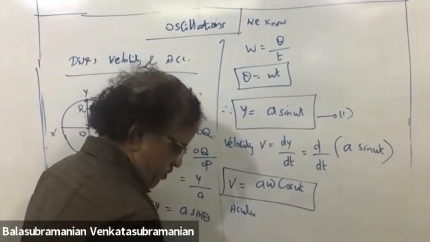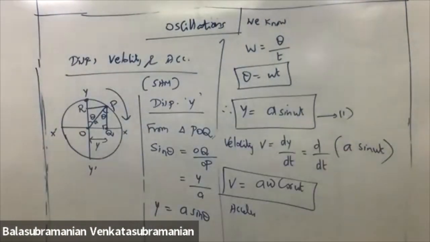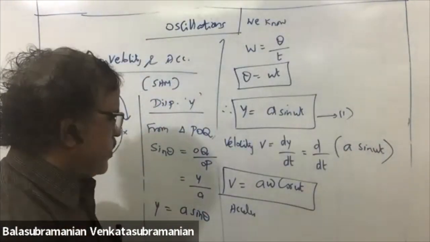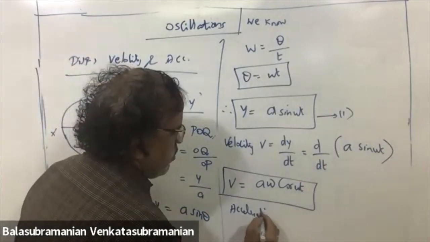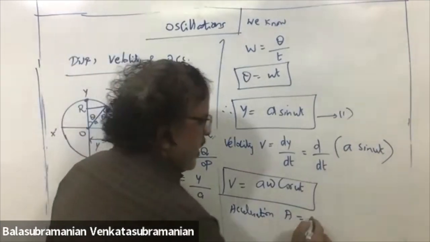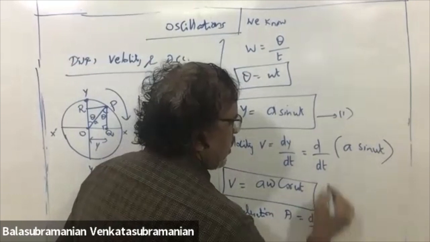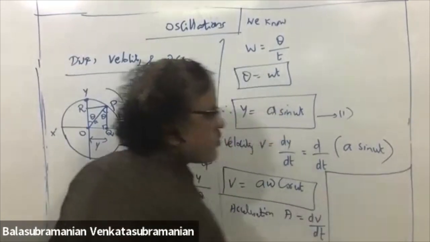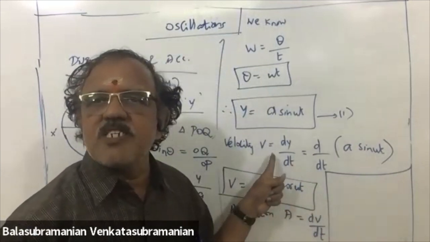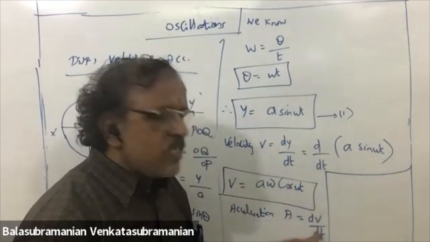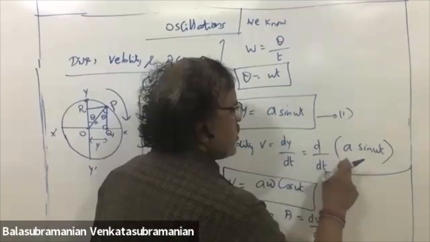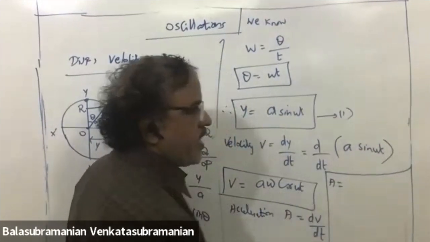Acceleration. Capital A. Rate of change of velocity, we call it acceleration. Rate of change of displacement is velocity. Rate of change of velocity, you call it acceleration. So A is equal to, differentiate this: A omega cos omega t.